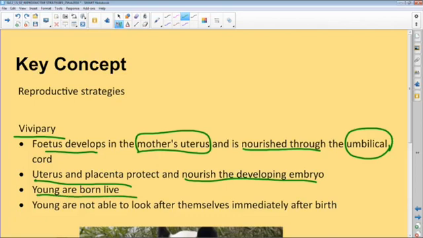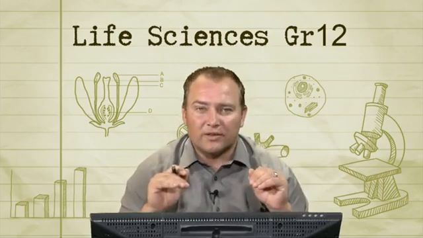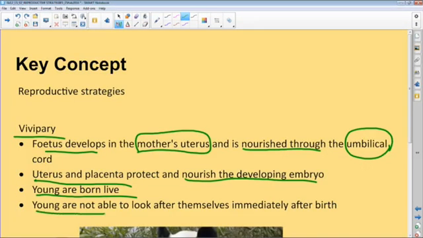Young are born alive. They are beautiful. Everything that is born, I normally think is gorgeous and beautiful, and they come out beautifully, right? Here we go. And then the last one, young are not able to look after themselves immediately after birth. Okay, why do they say that? I mean, if I have a look at it, those impala that pop out of mommy and then get up and start running, a horse, a cow, they get up and start running.